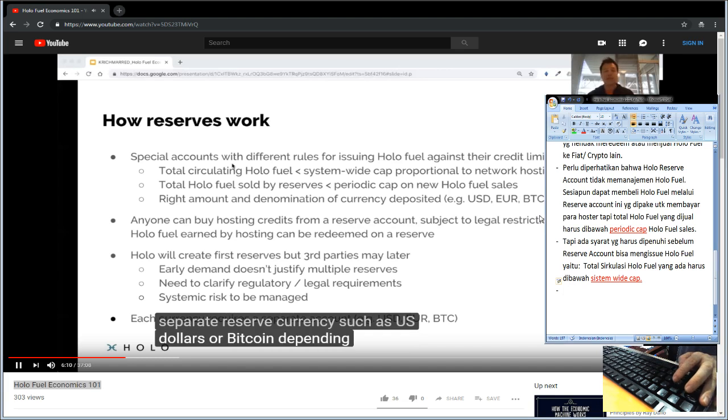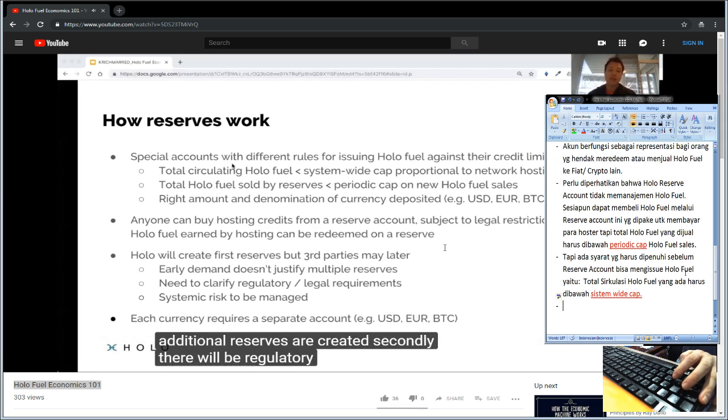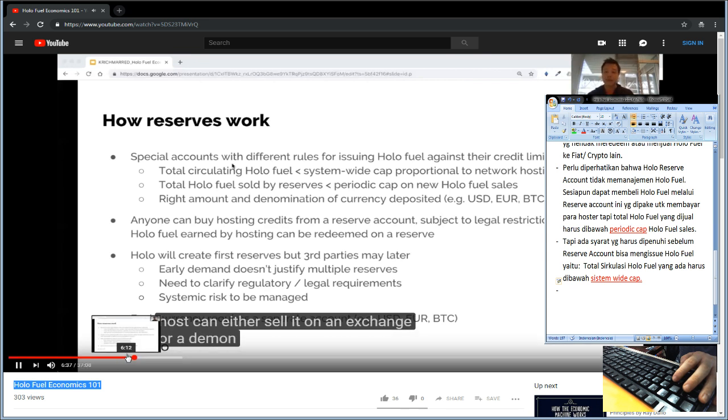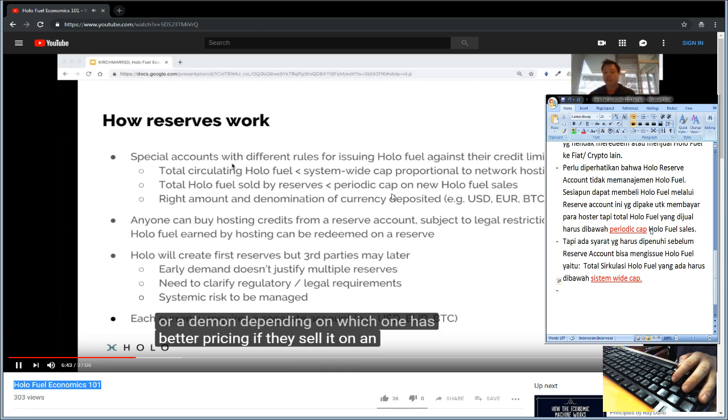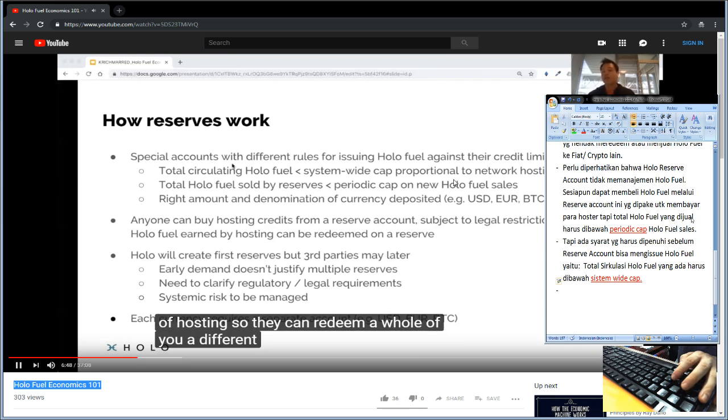Dollars or Bitcoin, depending on what that reserve has been set up. Okay, next. Is achieved in the network before additional reserves are created. Secondly, there will be regulatory complexity involved, and we want to clarify these on behalf of the community. The first reserves will be created by Holo, and this is done purely for practical reasons. First, reserve Holo fuel at a reserved later. The host can either sell it on an exchange or redeem it, depending on which one has better pricing. If they sell it on an exchange, they still keep their receipt of hosting, so they can redeem Holo Fuel, a different unit of Holo Fuel.